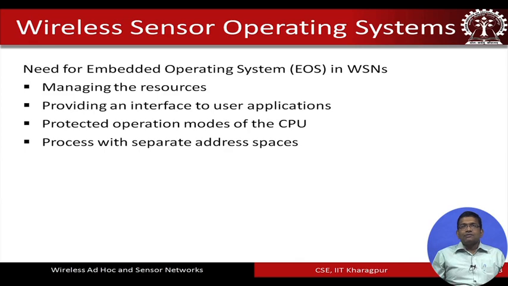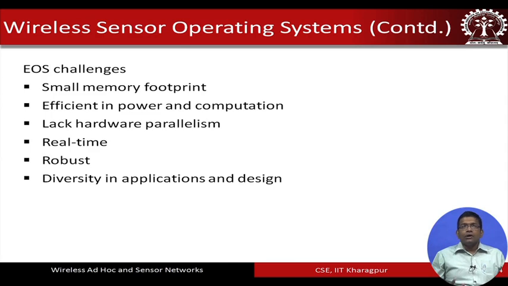There are operating systems that are also used in the sensor nodes, the embedded operating systems. They are like normal operating systems, but these embedded operating systems, the EOS, are used for embedded devices like wireless sensor nodes. These devices have a small memory footprint, and they are efficient in power consumption and computation. Typical embedded applications are real time in nature, so they support real time applications, they are robust, they support different types of applications, and they come in different types of designs.